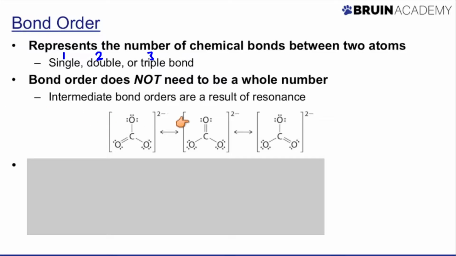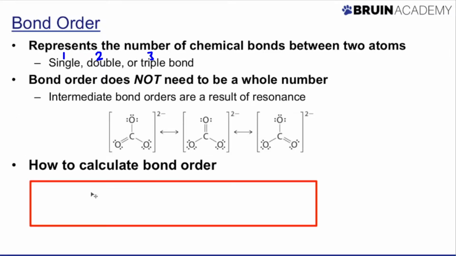And these arise due to resonance. So we've actually seen resonance before when we drew the Lewis structure for CO3 2 minus. Basically, this double bond can be in one of three locations: bottom left, top, or bottom right. And essentially, each of these bonds has partial double bond character. And so if we were to calculate the bond order of these bonds, we would get something between 1 and 2. And so that's how bond order doesn't have to be a whole number.